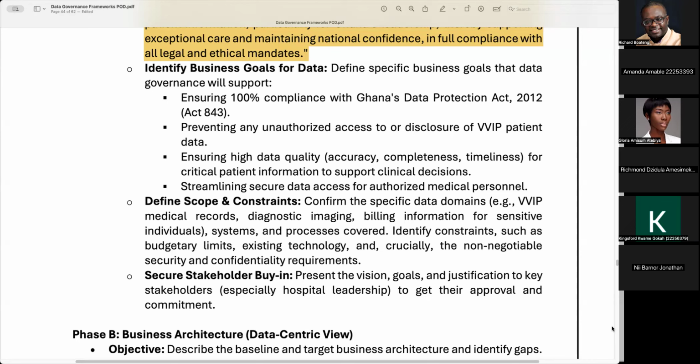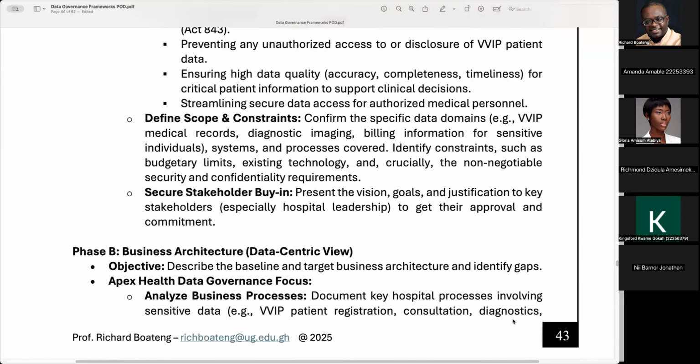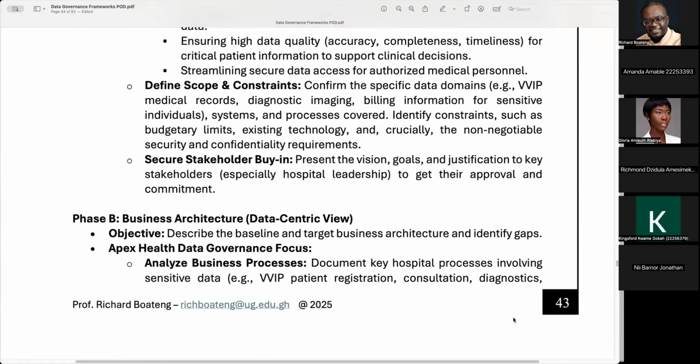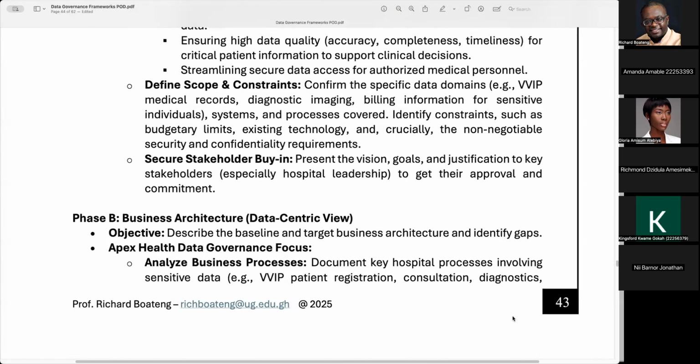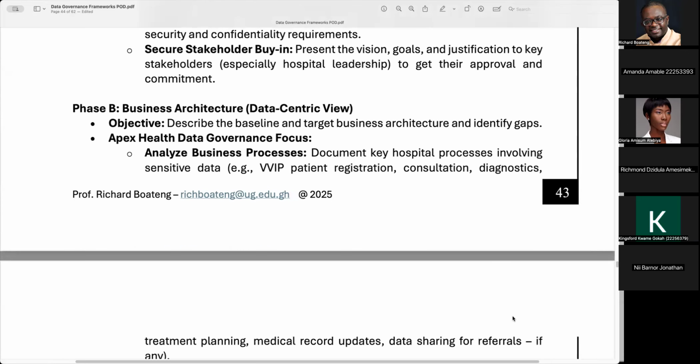They would also clearly define the scope and constraints for the architecture work, identifying specific VVIP data domains, critical systems, and key processes that are in scope, while explicitly recognizing that security and confidentiality requirements are non-negotiable constraints on the design. Securing formal approval and buy-in from top leadership for this vision is essential before proceeding.